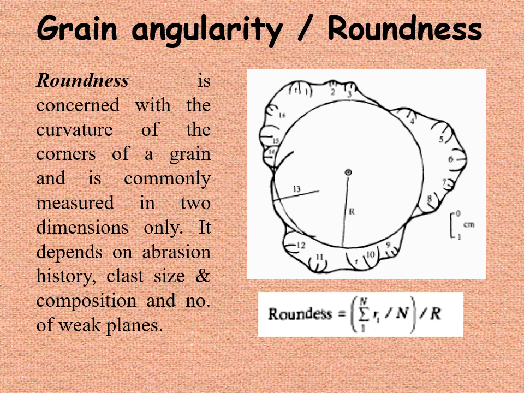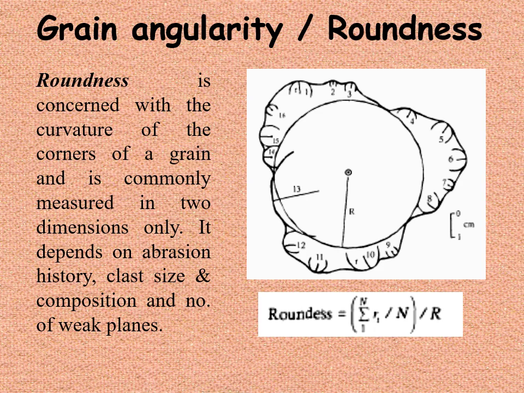Say for example, this grain, if you consider two sides, this one is a side and this one is another side. Now these two sides meet along here, this corner. Now this corner's curvature, whether it will be a sharp corner like this, sharply angular, or it will be gently curved down to the other side. So this property, whether the corner between two sides is very sharp or gently curved, is known as roundness or angularity.